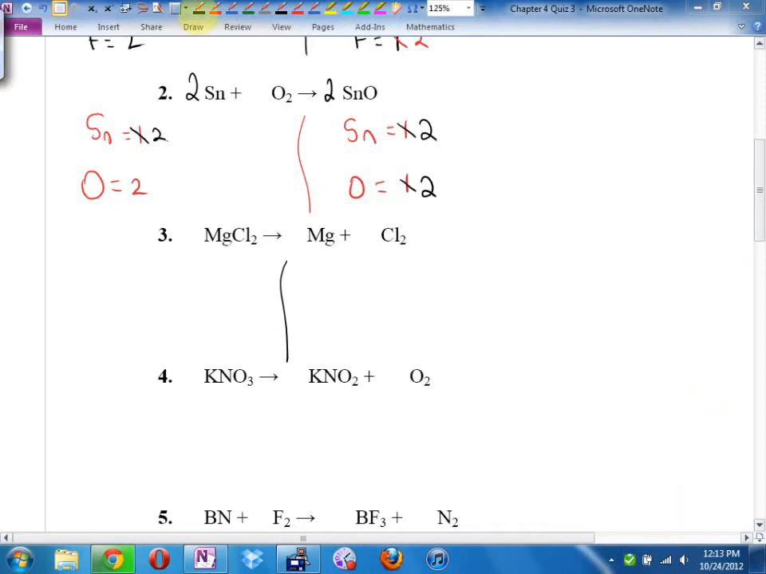Number 3, how many Mgs? Mg, is that magnesium or manganese? I get those, magnesium, right? How many magnesiums do I have on the left? 1. How many chlorines do I have? 2. Kenzie, how many magnesiums do I have on the right? Nice. How many chlorines do I have on the right? 2. Oh! This one is a nice reaction, balanced already. That means if you mix those up in those ratios, everything will combine. We won't have any leftovers.